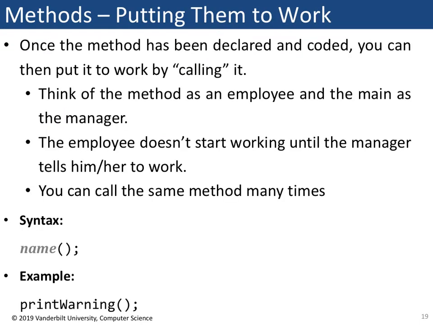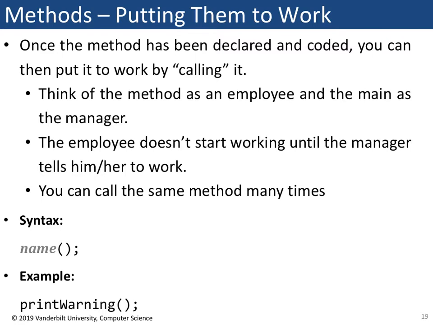Once a method has been declared and the statements coded, you can put it to work by calling it. That's the terminology we use when we make use of a method. We would say we call the method. So think of the method as an employee and the main as the manager. So the main will call various methods and make use of them to accomplish the overall task of the program. The employee doesn't start working until the manager tells him or her to. That's important to understand.